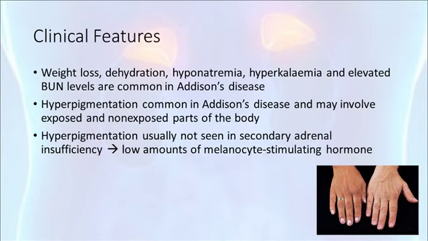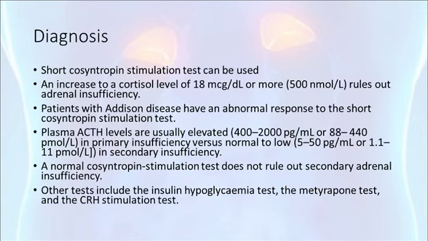The common clinical features include weight loss, dehydration, hyponatremia, hyperkalemia. Elevated levels of BUN are very common in Addison's disease. Hyperpigmentation, common in Addison's disease, may involve exposed and non-exposed parts of the body. Now, when it comes to secondary adrenal insufficiency, hyperpigmentation is not seen, and this is because of the low amounts of melanocyte stimulating hormone that is released in secondary adrenal insufficiency.